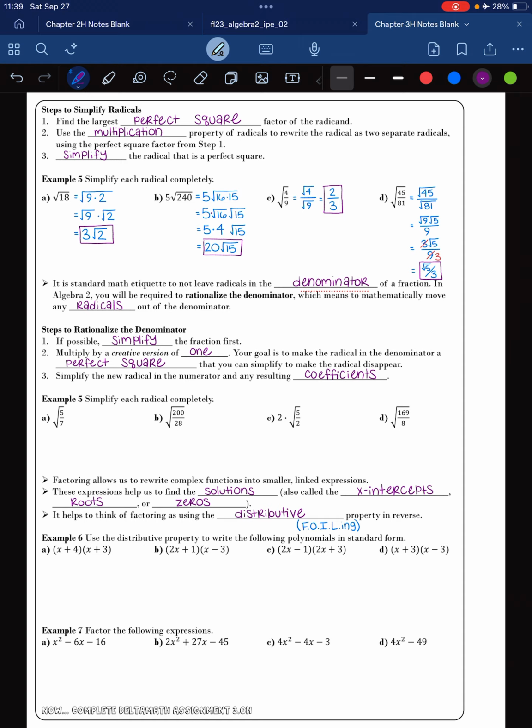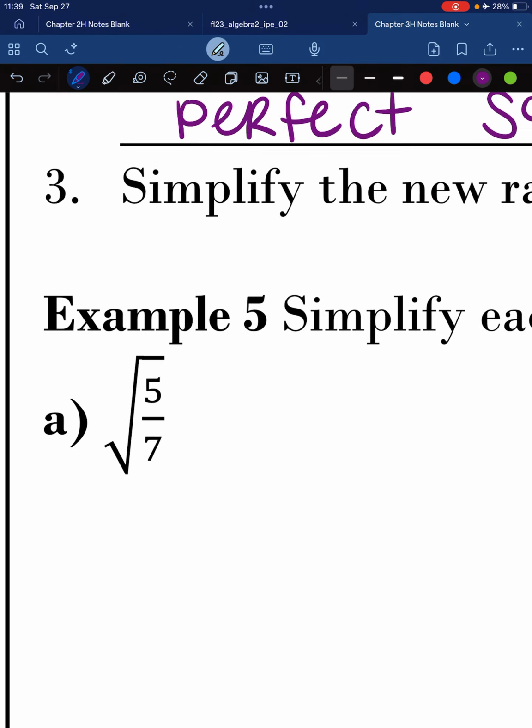And our steps to rationalize are going to be to simplify the fraction if possible. And then we're going to multiply by a creative version of 1. Because multiplying something by 1 does not change the value of it, right? We know multiplying by 1, that's an identity property. I can multiply by 1, but we're going to be creative with our version of 1. So let's go ahead and jump into example A so you can see what I mean when I say that.